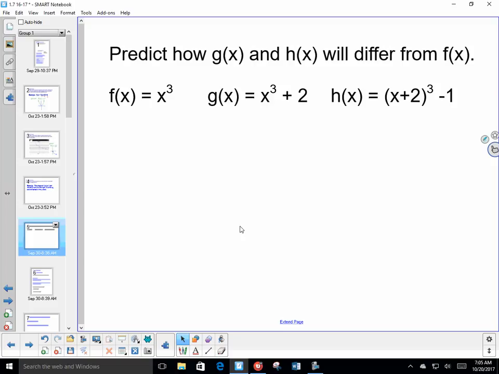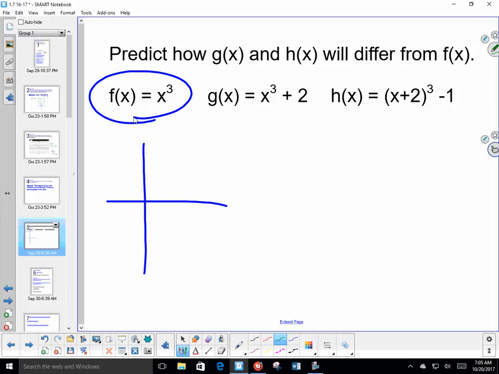All right, so let's start off by just predicting how g of x and h of x will differ from a parent function f of x. So if we have the parent function f of x, and again, I'm hoping that right now you already have in your mind a picture of what this parent function looks like. It's this kind of shape for f of x equals x cubed. It has this kind of squiggle shape to it, and it does go through 0, 0, and it is symmetric about the origin. All right, but what happens if we have x cubed plus 2, like in this example?